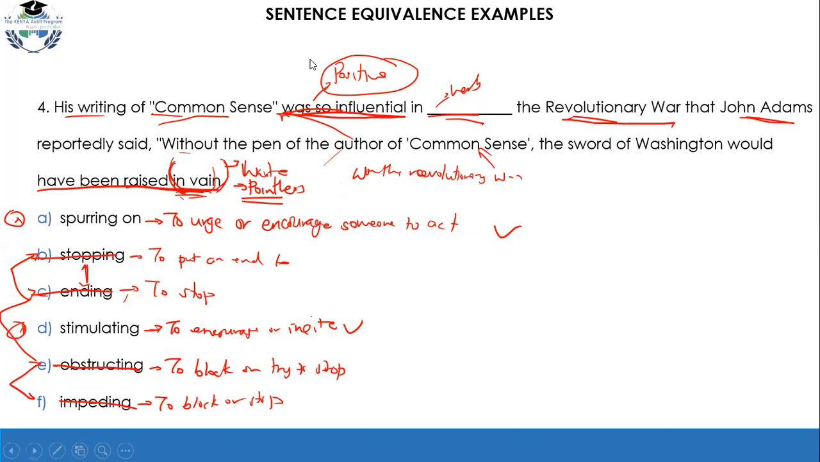So I see there's someone in the comments. Let me read that. I would eliminate B, C, and E. All right. Yes, that is true, Amos. So Deborah is saying A and D. Yeah, that is correct. Deborah, that's very correct. Amos, A and D, that's also correct. Spurring on, stimulating, Doug, that is also very correct.